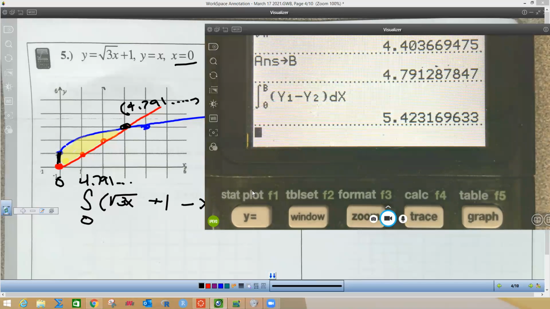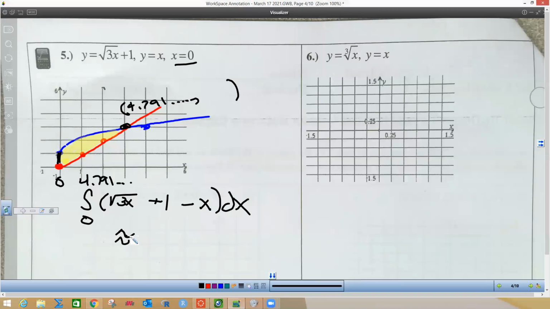And this answer is going to be approximately, and you should put squigglies because we're rounding this, 5.423 when you round it to 3 decimal places. Now, if you do not put on your paper what you're typing into your calculator, you don't get any points. So that's number 5 from 8486.